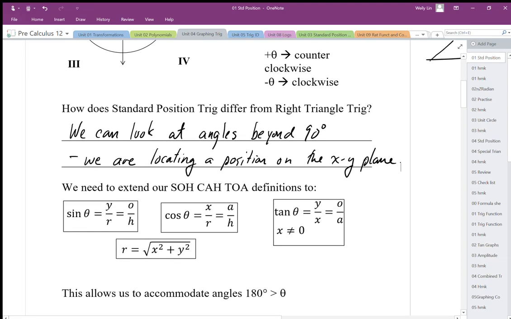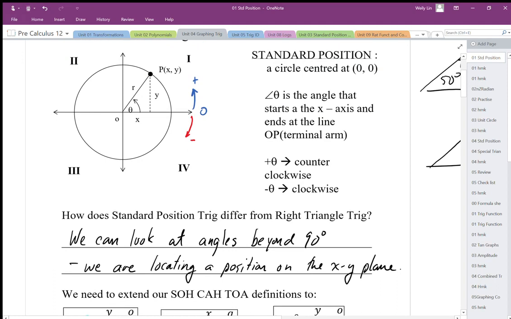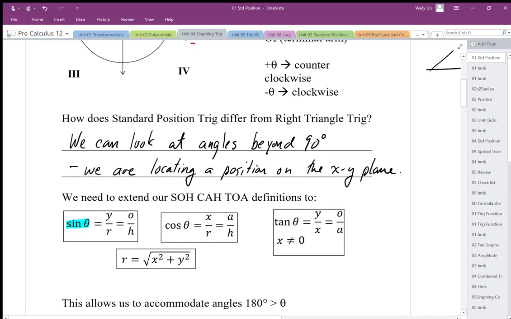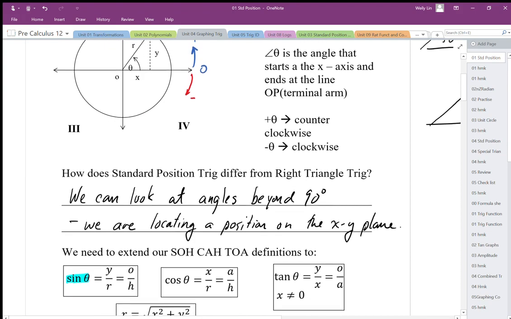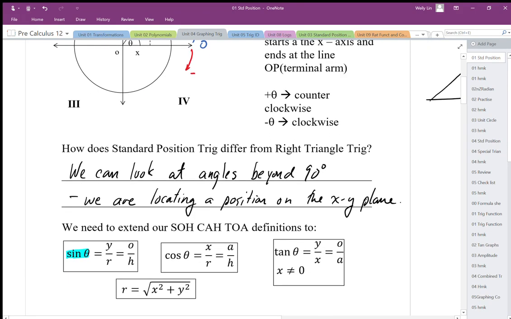So we're going to extend our SOHCAHTOA definitions to more reflect a circle. So when we talk about sine, we talked about opposite over hypotenuse. Now we're going to talk about y over r, which is really kind of the same. The opposite is the y position, the radius essentially is the hypotenuse. But the difference is now we can accommodate negative y, so we can accommodate going down instead of just having a regular triangle.